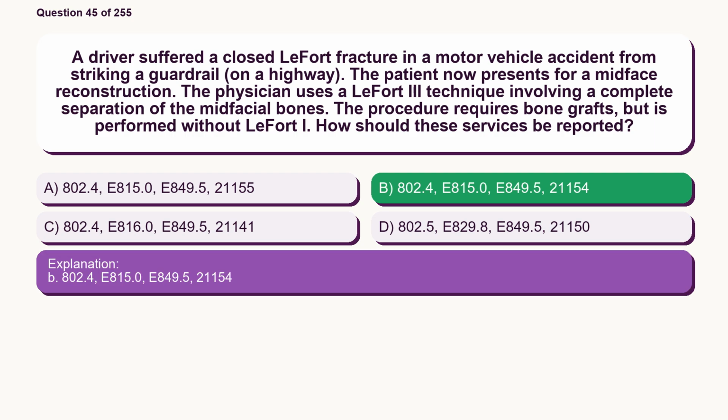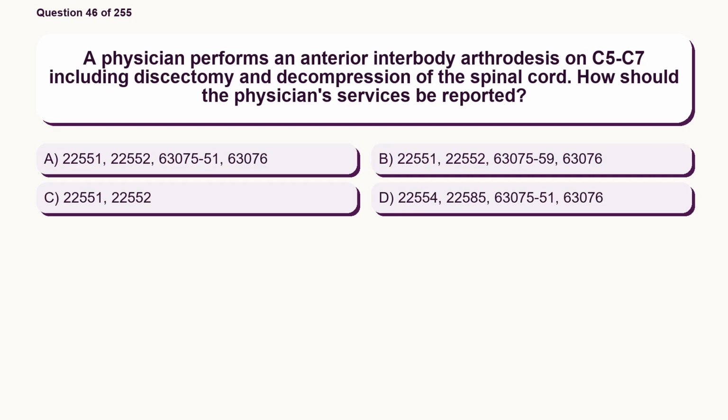B, 802.4, E815.0, E849.5, 21,154. Question 46. A physician performs an anterior interbody arthrodesis on C5-C7 including discectomy and decompression of the spinal cord. How should the physician's services be reported?